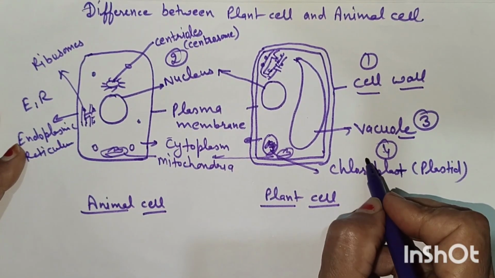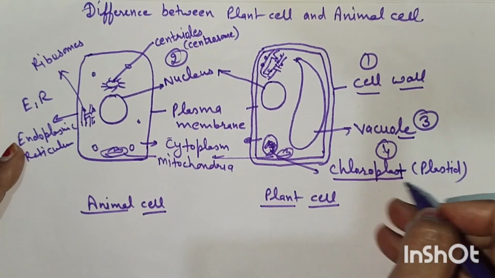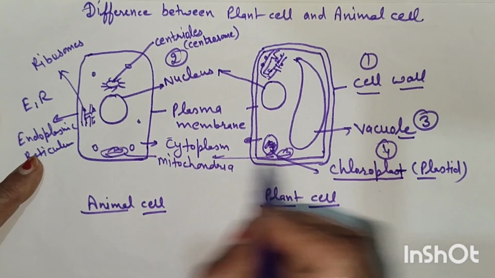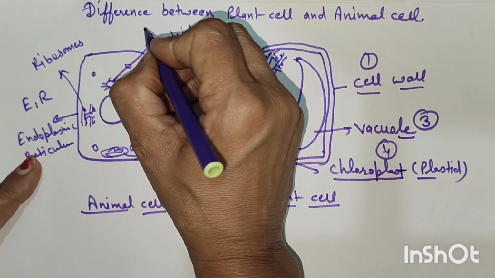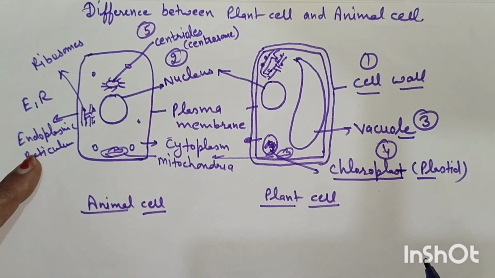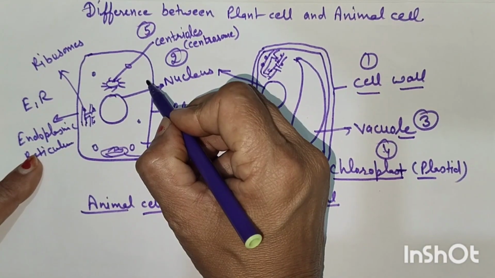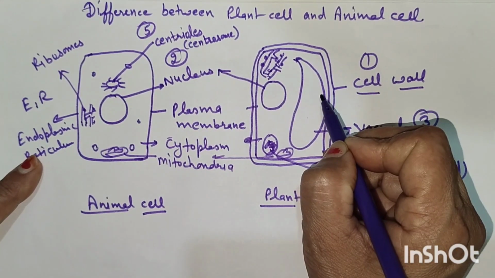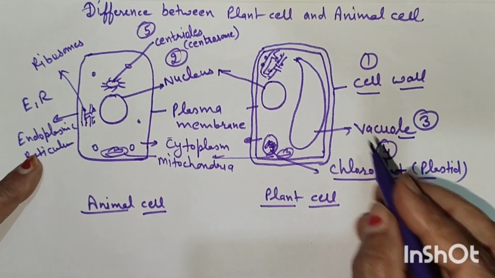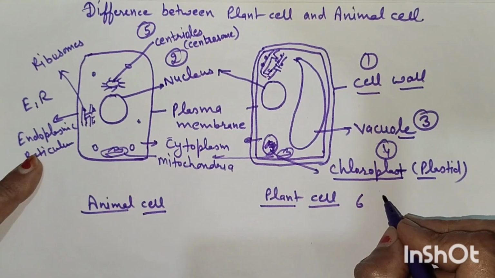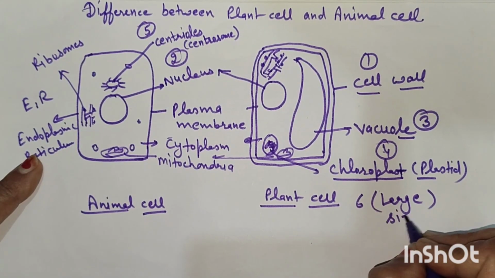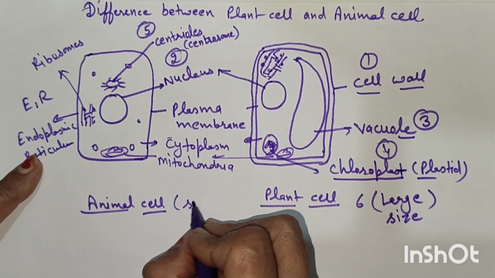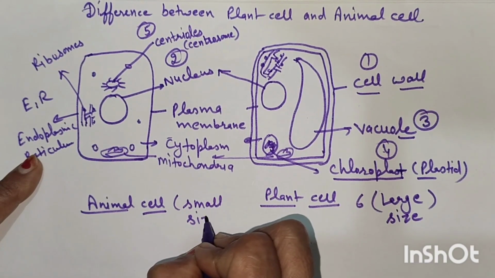Next difference is, in plant cell, chloroplast is present for the process of photosynthesis, but in animal cell, no chloroplast is present. Fifth difference, centrioles are present in the animal cell, not in the plant cell. Sixth difference is size. Plant cell is large in size and animal cell is small in size.